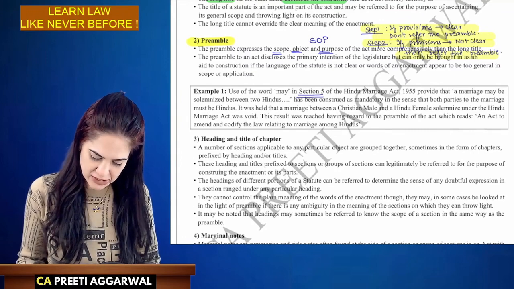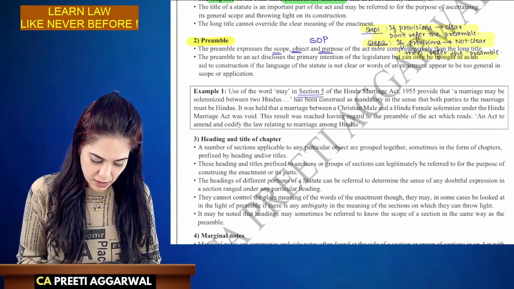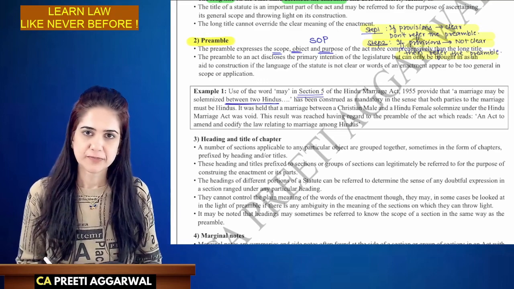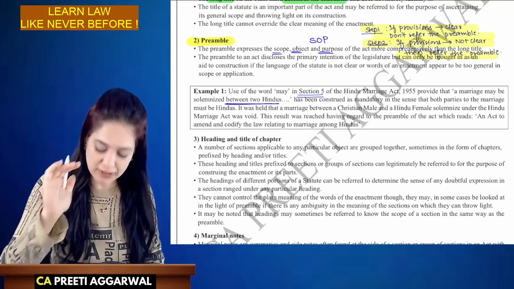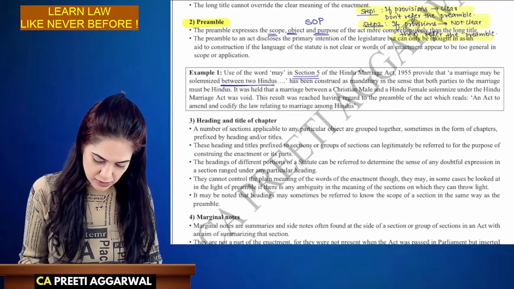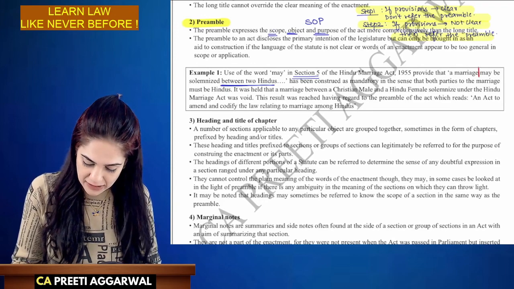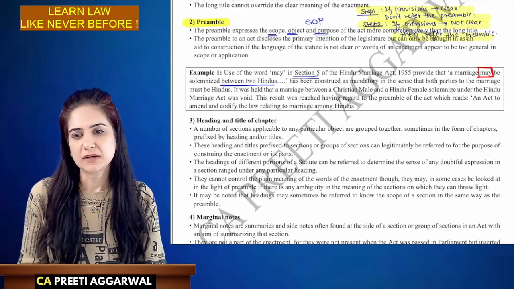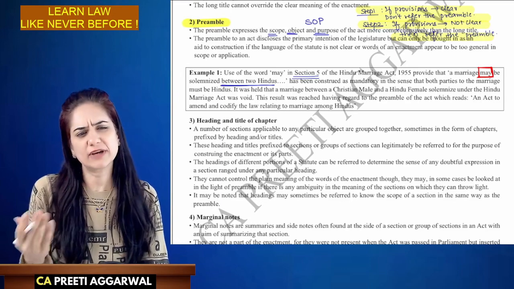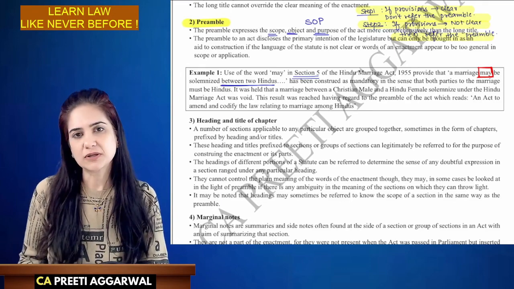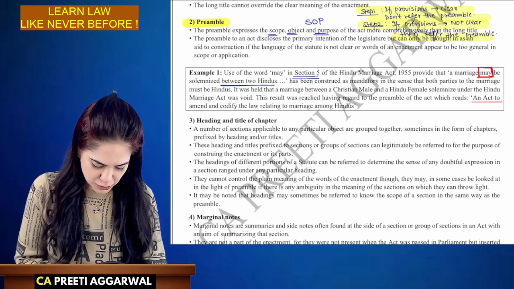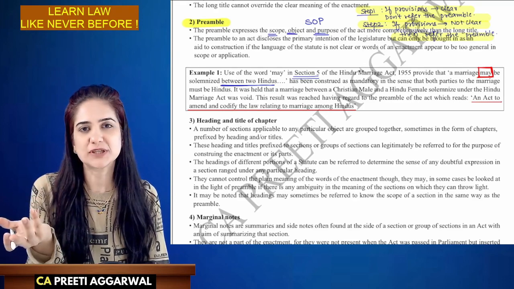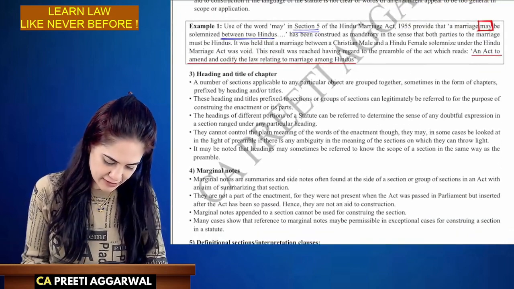Section 5 of the Hindu Marriage Act says that the marriage may be solemnized between two Hindus. Now the question arises, there is one Hindu and one Christian. Can they perform the marriage under the Hindu Marriage Act? The word "may" is actually creating confusion. May indicates that it is not compulsory. It may be solemnized between two Hindus. Can we have one Hindu, one Christian? There is confusion. Refer to the preamble. It says this is an act to amend and codify the law relating to marriage among Hindus. Both parties have to be Hindu. Confusion is clear.